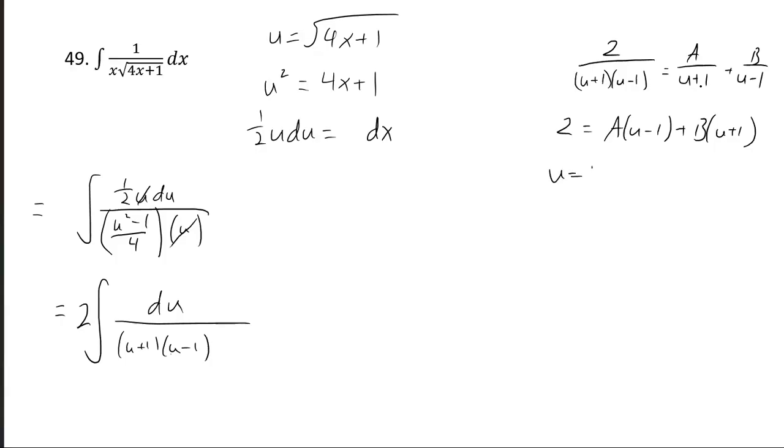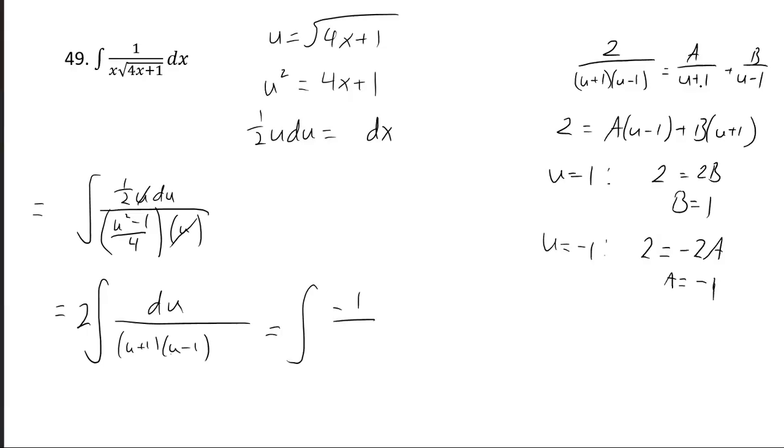So when u is equal to 1, we get 2 is equal to 2B, so B is equal to 1. When u is equal to negative 1, we get 2 is equal to negative 2A, A is equal to negative 1. When you have factors that are different than 2 squares, and only that, usually the coefficients are kind of symmetric, kind of like that. Okay, so then this becomes negative 1 over u plus 1 plus 1 over u minus 1 du.